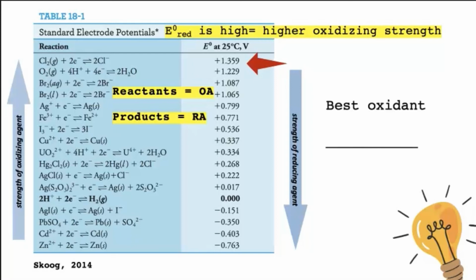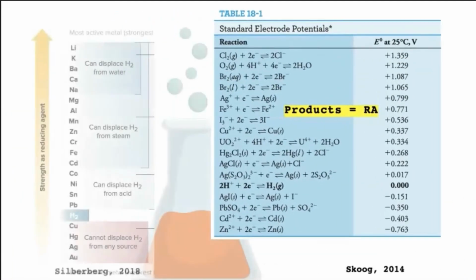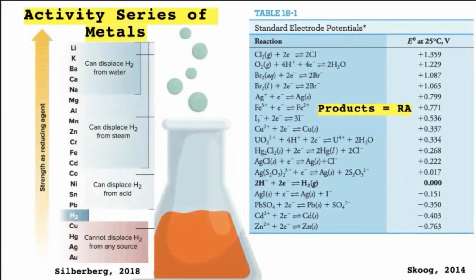Thus, using this table, the best oxidant is chlorine, and the best reductant is zinc. In general, this list in principle is the basis of the activity series of metals. The activity series ranks elements in order of ability to displace each other.